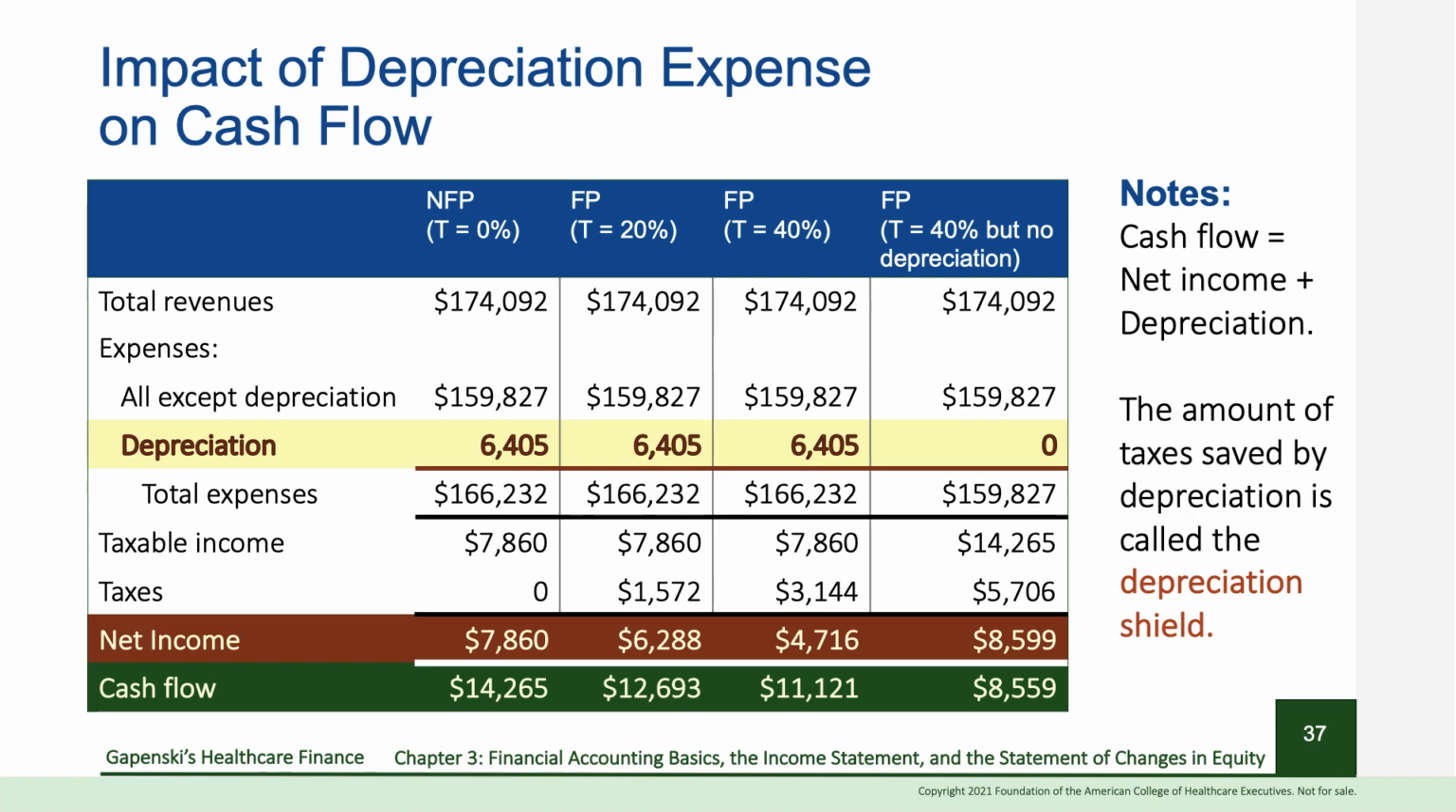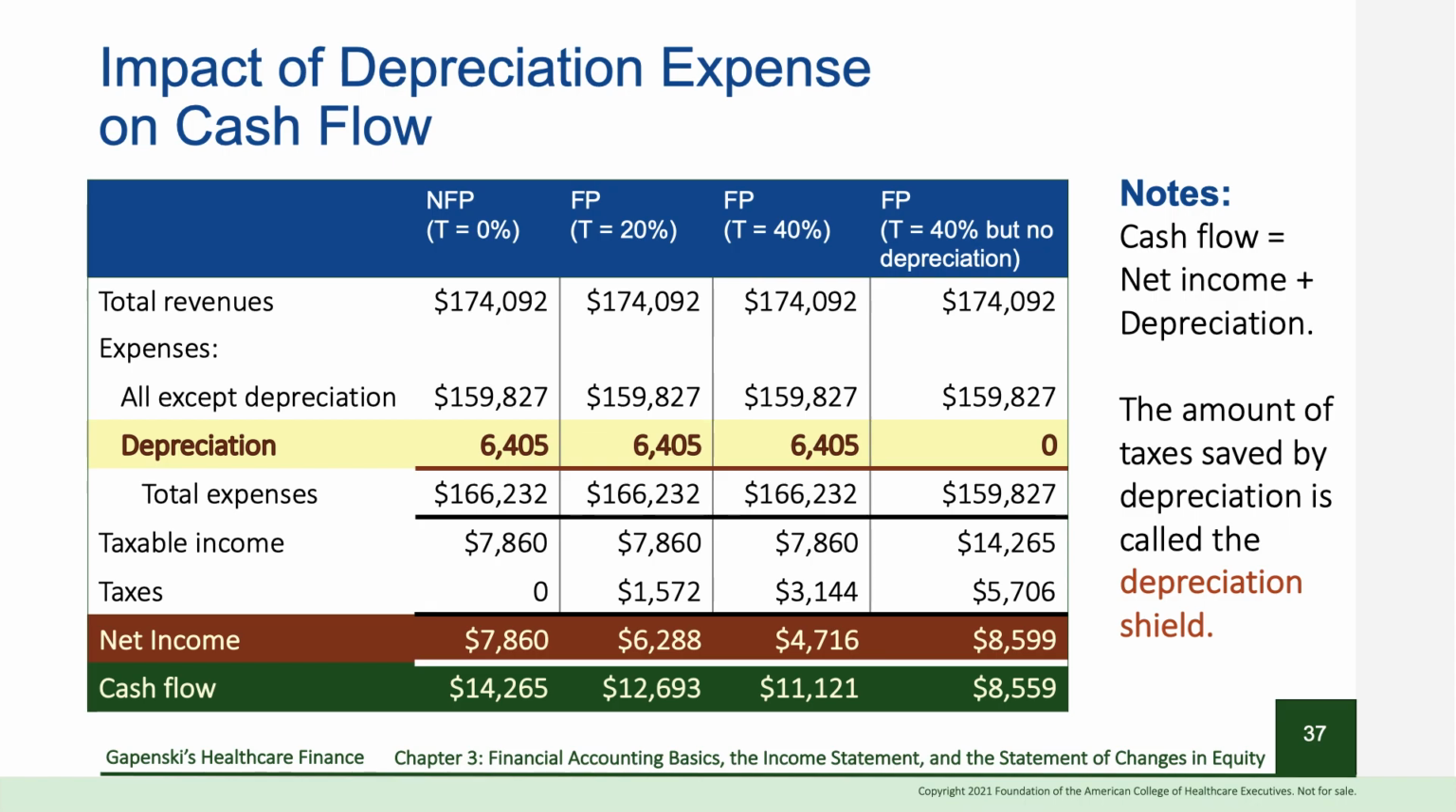Now, let's say there is a for-profit which has a 40% tax but does not have any depreciation, so the depreciation is zero. Now the taxable income is higher because you subtract the expenses from the revenues, but the depreciation is not included in it. It is all expenses but depreciation. So the taxable income in this case is $14,265 with a tax of 40%. So 40% taxes on $14,000 is $5,706, which gives you a net income of $8,559, and their cash flow is $8,559.